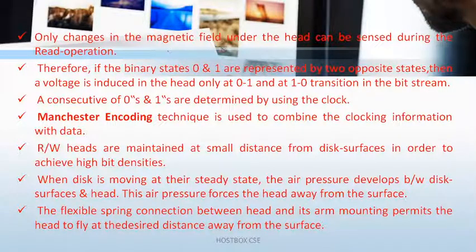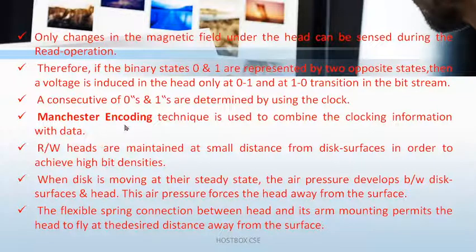Only changes in the magnetic field under the head can be sensed during the read operation. Therefore, if binary states 0 and 1 are represented by two opposite states, a voltage is induced in the head only at 0 to 1 and 1 to 0 transitions in the bit stream. Consecutive 0s and 1s are determined by using the clock, remember. A very important keyword here is Manchester encoding.